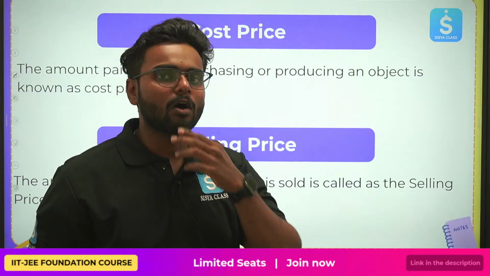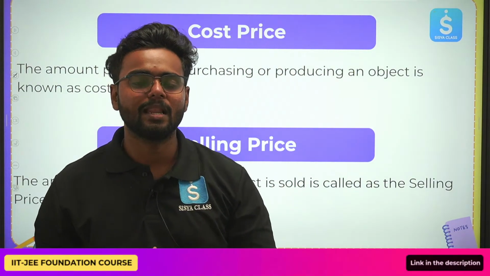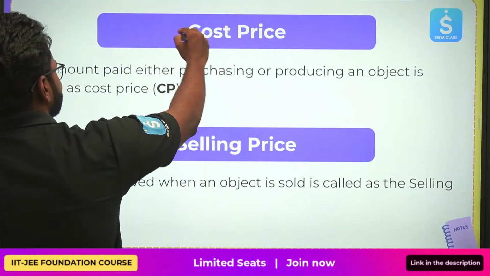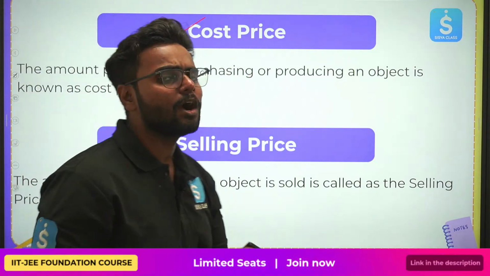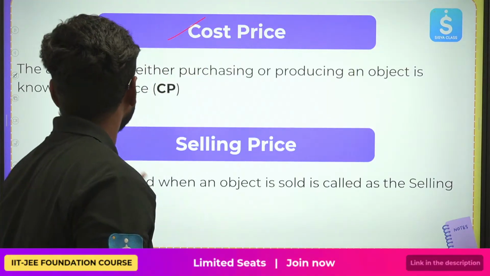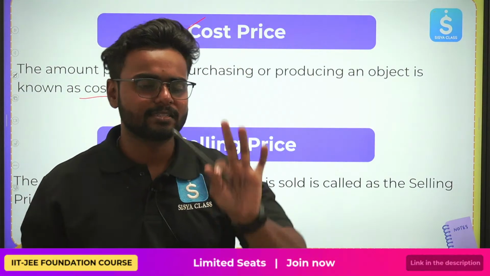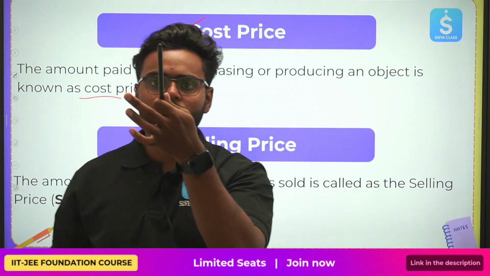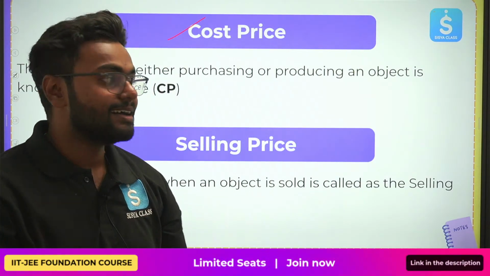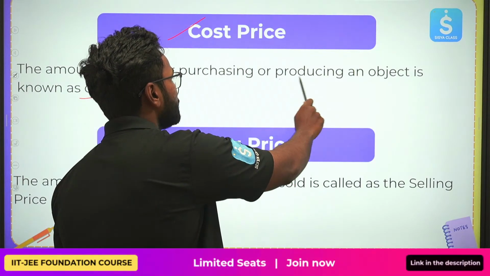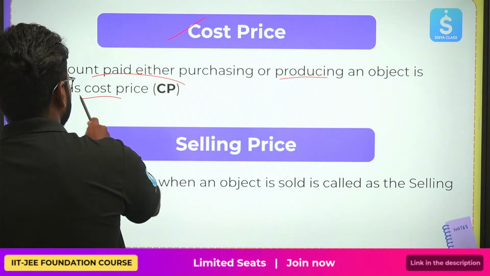So before learning profit, loss and discounts, there are some terms that we need to learn. The first term we'll be learning is cost price. The amount paid either purchasing or producing an object is known as cost price. Let's assume you are making a pen. What do you need? You need plastic, you need the material inside and everything, right? This is the cost that we are putting in on producing this object. So this will become the cost price.